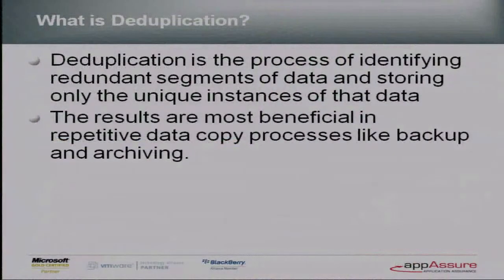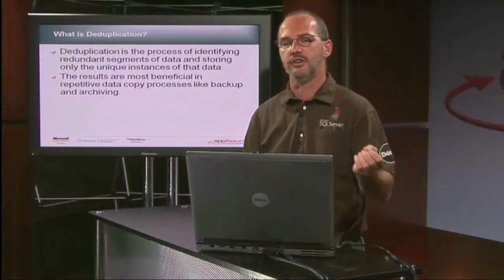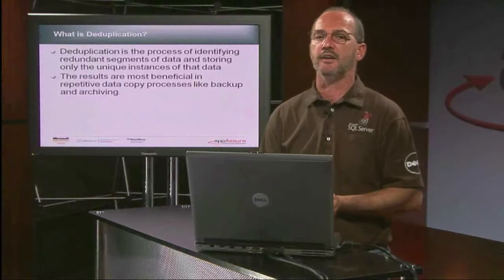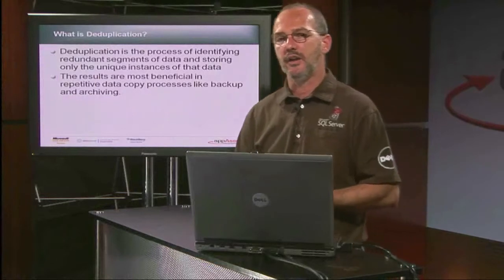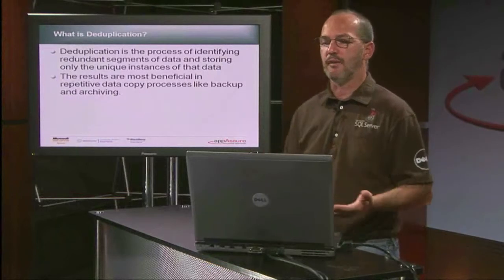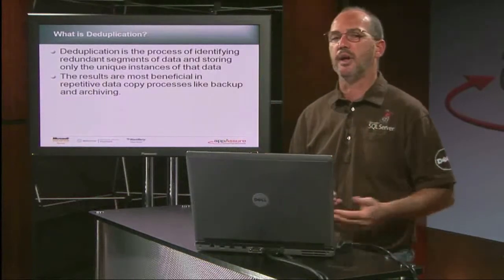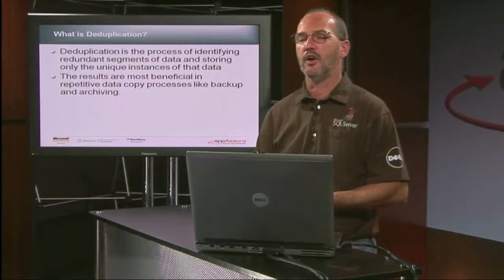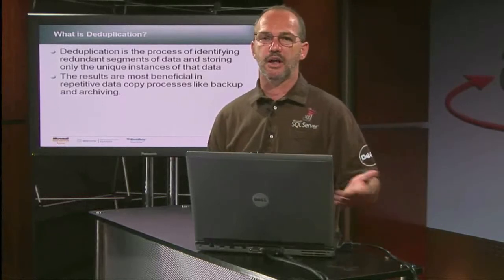Deduplication. So what is deduplication? Deduplication is the process of identifying redundant segments of data. As I said before, what we're trying to do is we're trying to just back up what is unique. We don't require the redundant data, we just require what is unique. And the results that we've found are most beneficial in data copying processes like backup and archiving. So we find that the more data that we back up and the more data that we require to archive, the more beneficial it is when we are actually doing deduplication.